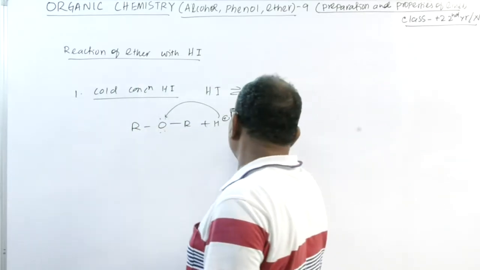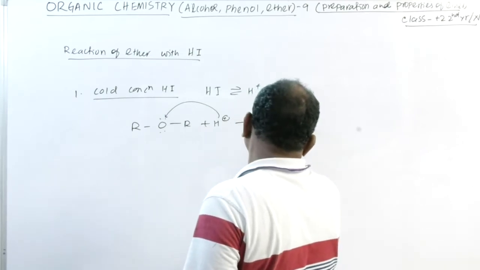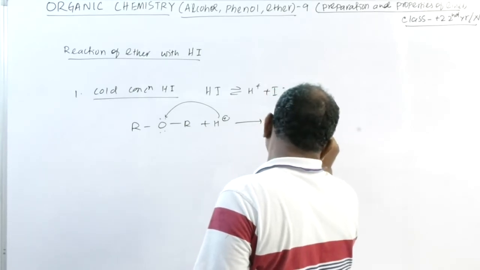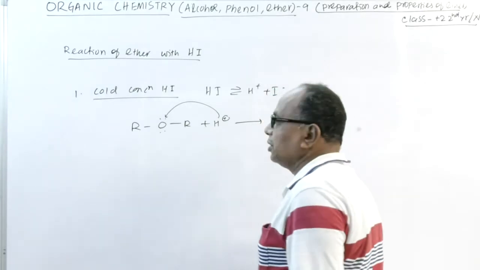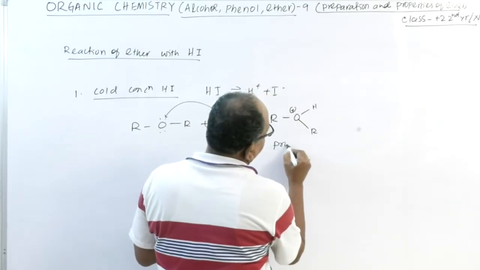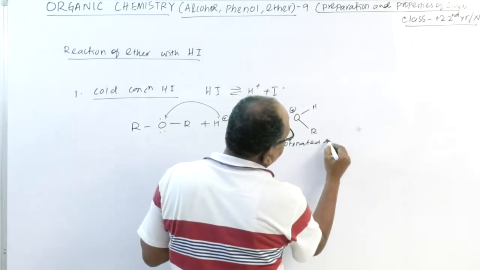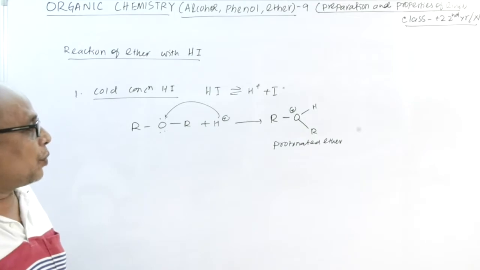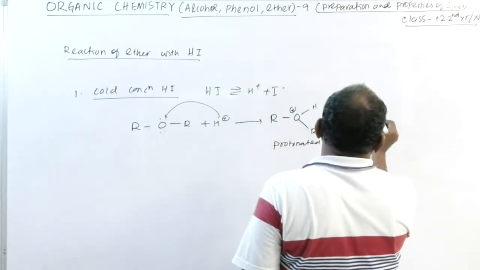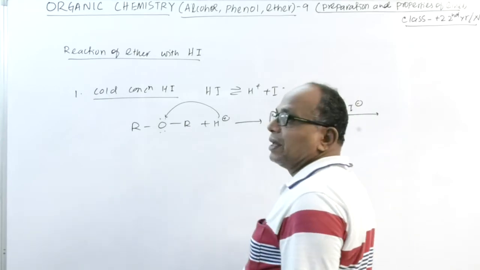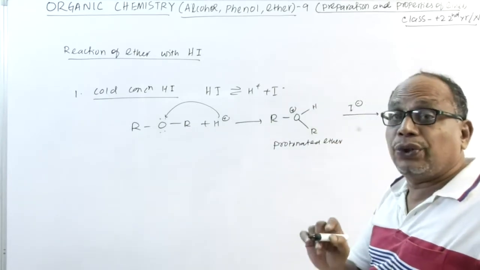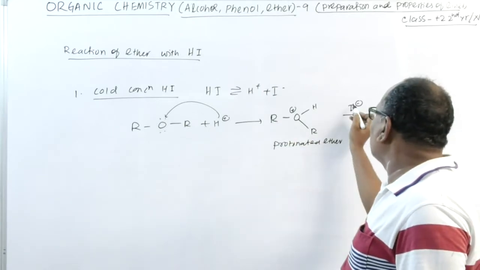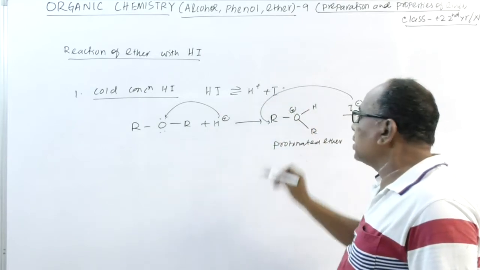As it is protonated, it gives you R-O positive, this is R, this is H. This is called protonated ether. What will happen? In the protonated ether, in the presence of a nucleophile I minus, the I minus will attack the alkyl group, either this one or this one. Suppose it attacks this alkyl group.